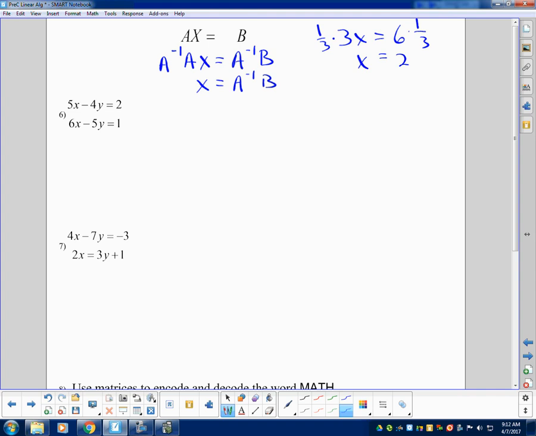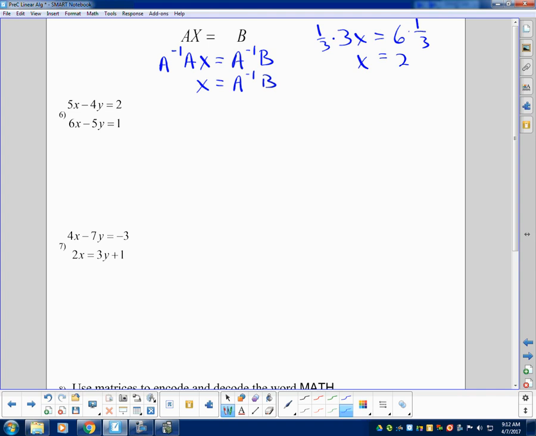If A doesn't have an inverse, you're back to your substitution elimination. You've got to find the dependence relationship, because you don't know if it's infinite solutions or if it's no solution. They could either be parallel lines or one line on top of the other. Remember the 3 cases? This is only going to work if there is a unique solution for x and y.